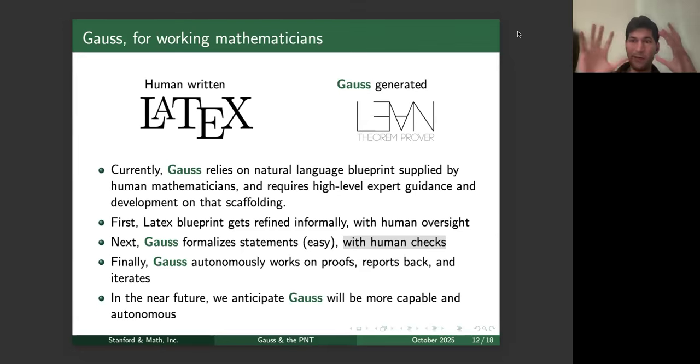As a high-level overview, it turns out that once you have a set of informal lemmas, it's quite easy to produce candidates in formal code that compile, and then human oversight is required.